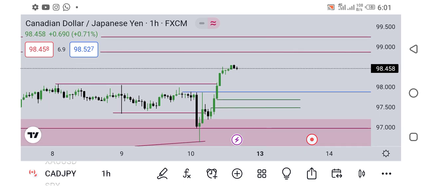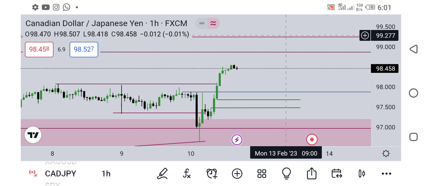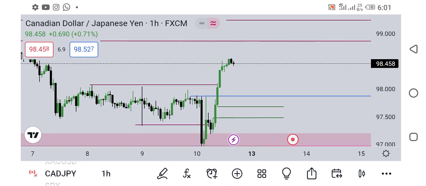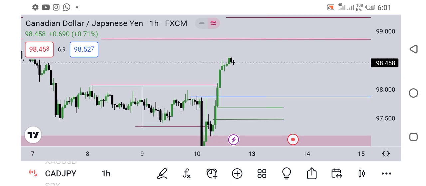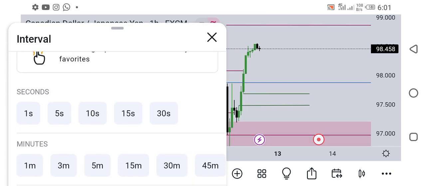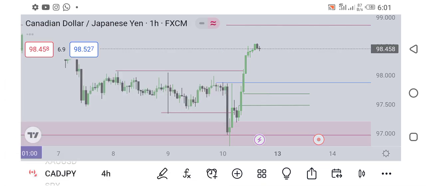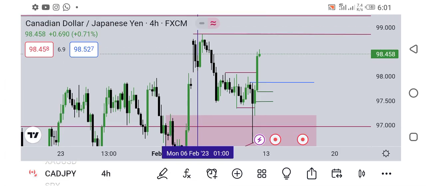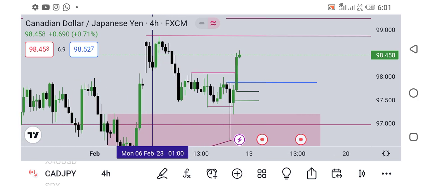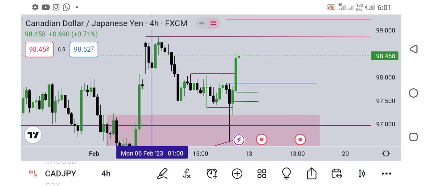By the time it finally gets to where I'm expecting it to get to, at least this week, that's 99.2 something. That's more than 100 pips already. So this market this week, CADJPY, I think it's a very interesting market, and it is going to pay. It's going to deliver. I love what it has done here. So I believe it's going to deliver.